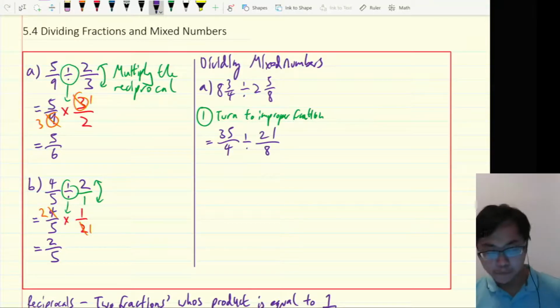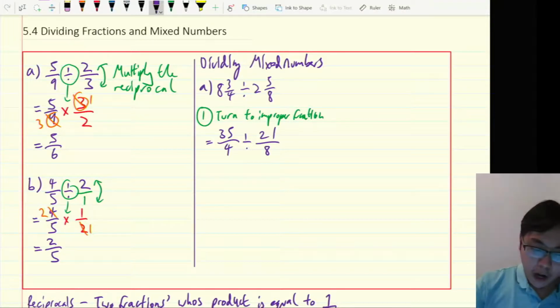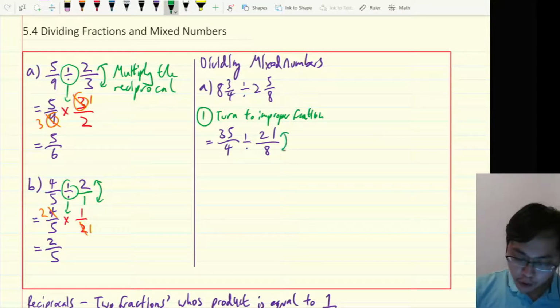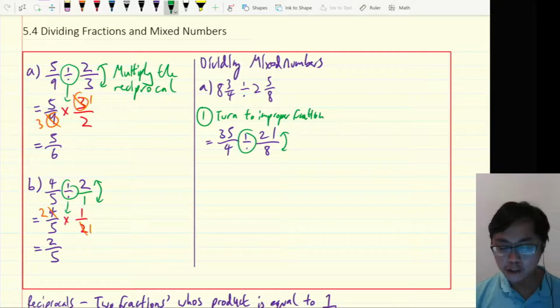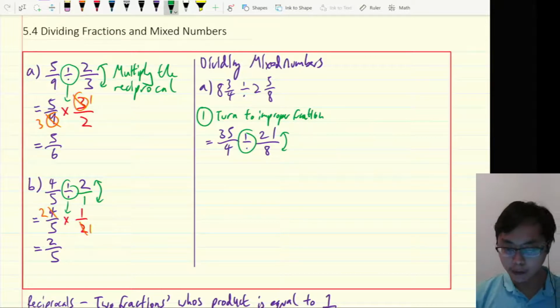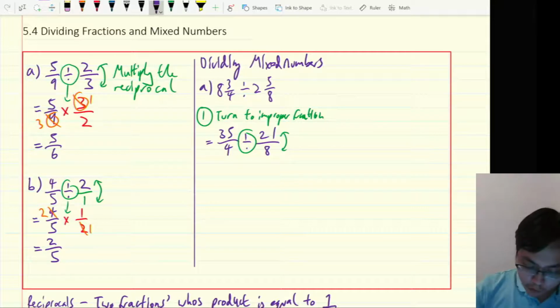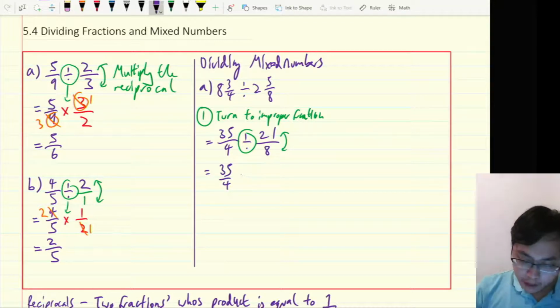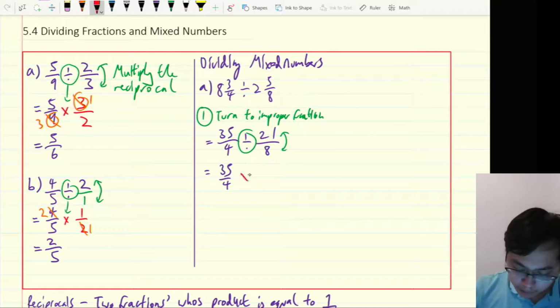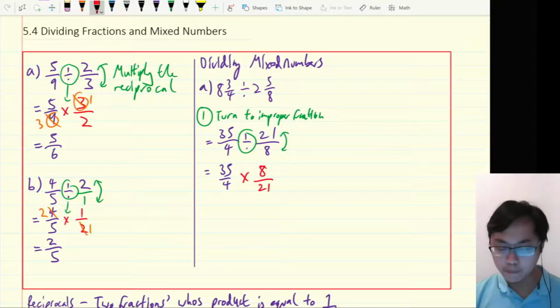Now, when we get to this point, we're going to swap the top and the bottom, and we're going to change the divide symbol into multiply. I'm going to multiply by its reciprocal rather than divide. So let's go ahead and rewrite this fraction expression. That's 35 over 4 times, this is going to be times now, and it's going to be 8 over 21. I've swapped the top and the bottom.